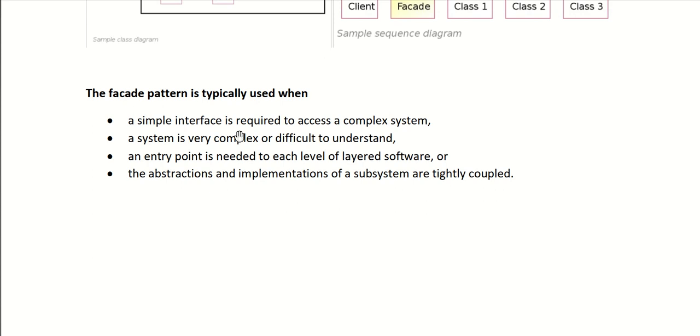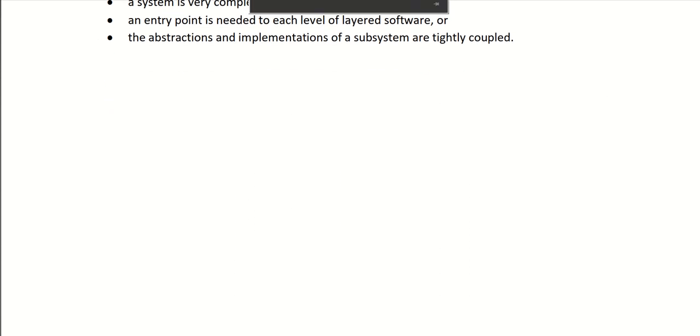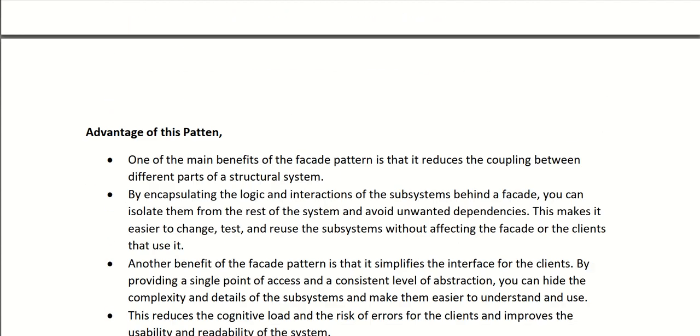An entry point is needed to each level of layered software, or the abstractions and implementation of the system are tightly coupled. So in most modern software, we define the interfaces or contracts as abstractions, and then we create equivalent implementation in terms of classes. But in legacy systems or complex systems where these things are tightly coupled, they have not followed the concept of proper abstraction and implementation. In such cases, we have to go with facade pattern. So that's all about it, and let's move forward.